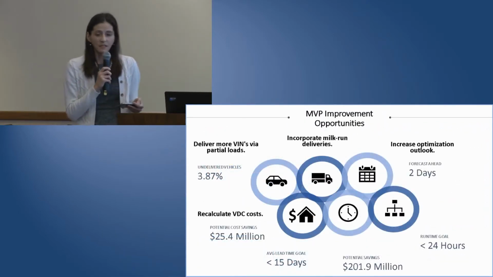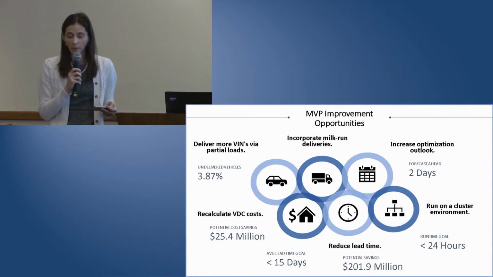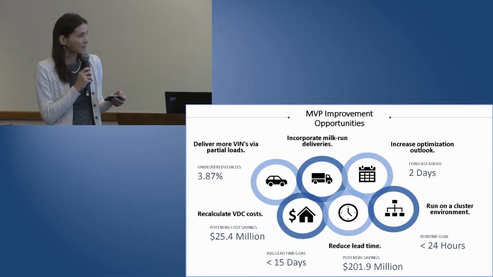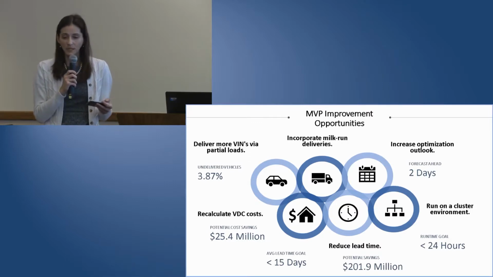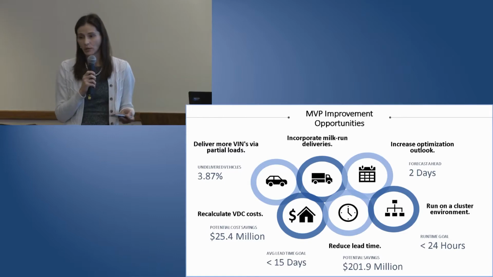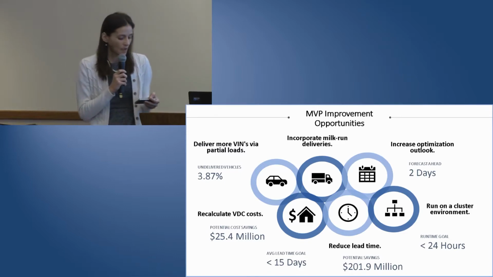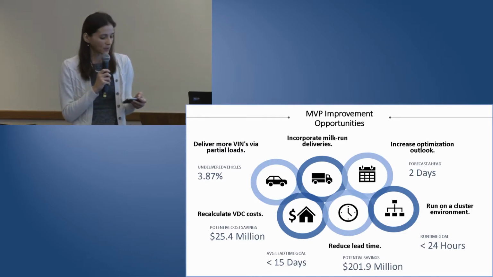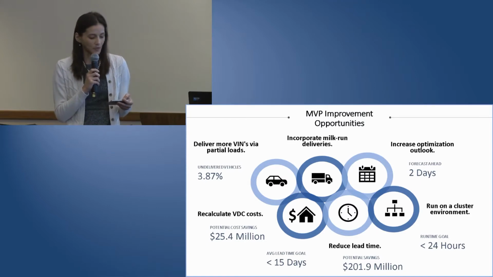So we identified 6 key areas for model improvement opportunities. First, by recalculating our VDC cost, if we consider reducing capacity levels at plants and our most underutilized VDCs, and remove the 3 empty VDCs from our network, we could save $25.4 million.